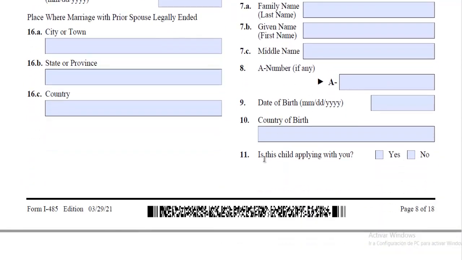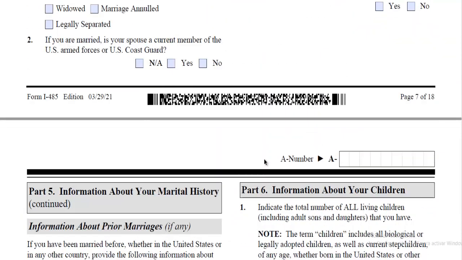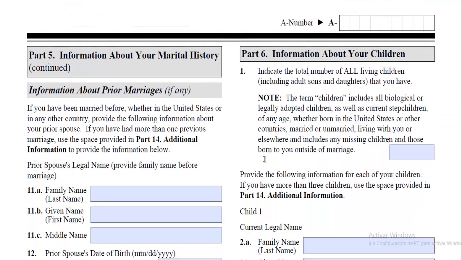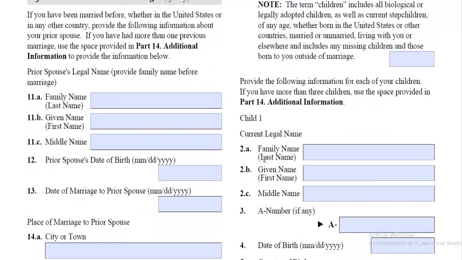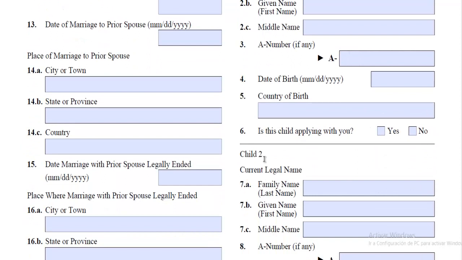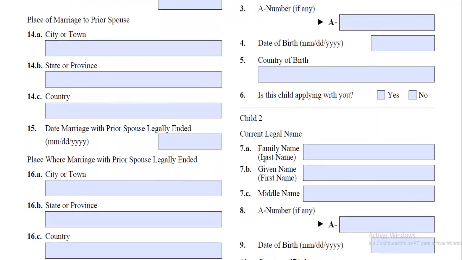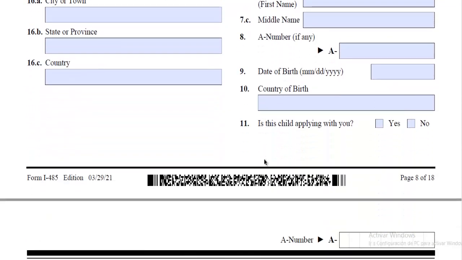Okay, so in Part 6, let's go to Part 6. Part 6 is information about your children. List all your children, including adult children and stepchildren, even if they're not immigrating at this time. This is especially important if they might wish to immigrate later, because failure to mention them will create doubt as to whether they exist. So indicate the total number of your children and their names. If they have an alien number, date of birth, country of birth, and if they're applying with you, yes, if not, no. And it keeps on, okay?